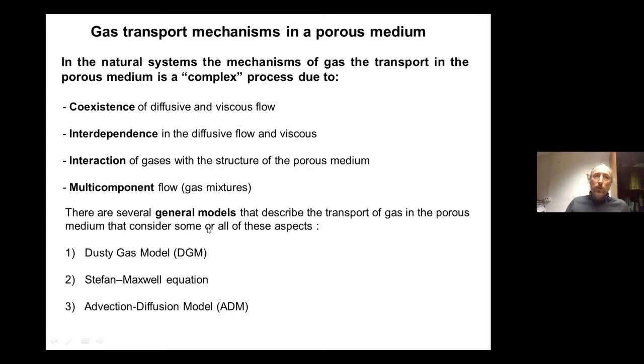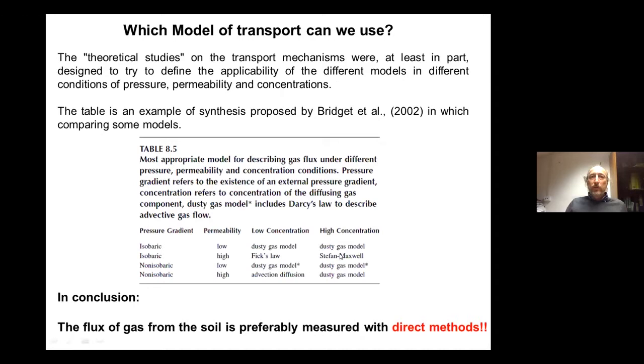So the equations are not as simple as we have seen in the previous slides, and there are several models with very complex equations that can be used to investigate the gas transport mechanism, or for the reverse problem, to compute the flux from, for example, measuring the concentration of gas at different depths. So the applicability of the different equations is quite complex. So just to not lose too much time, my conclusion is that the gas flux from soil is preferably measured with direct methods.